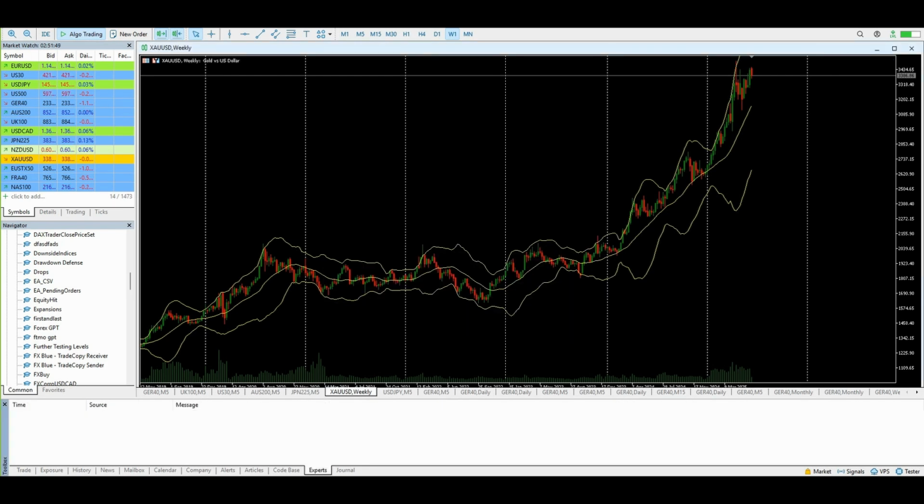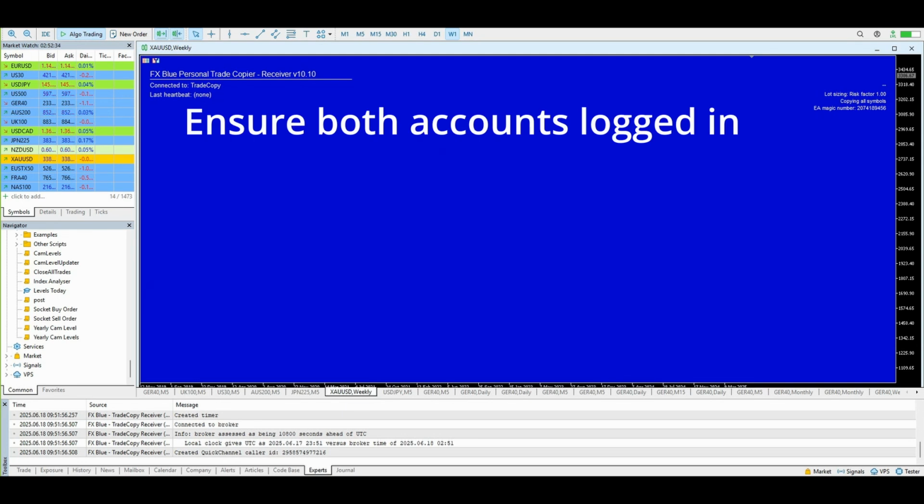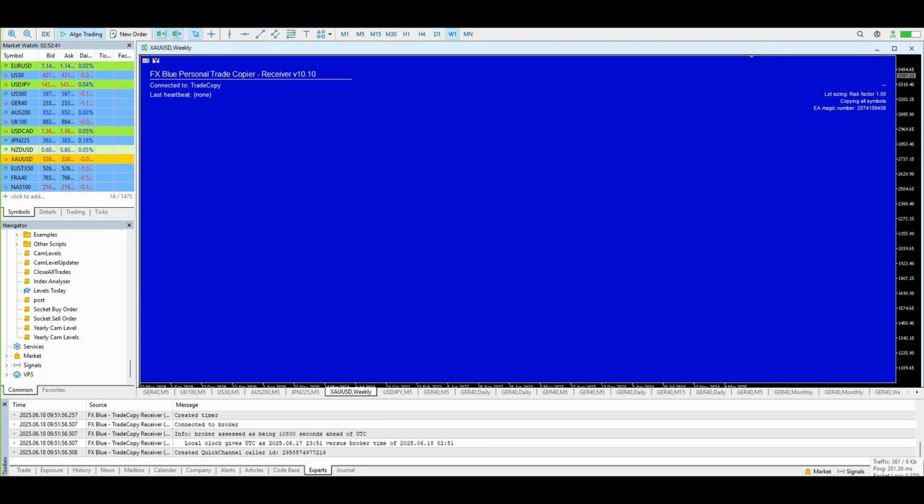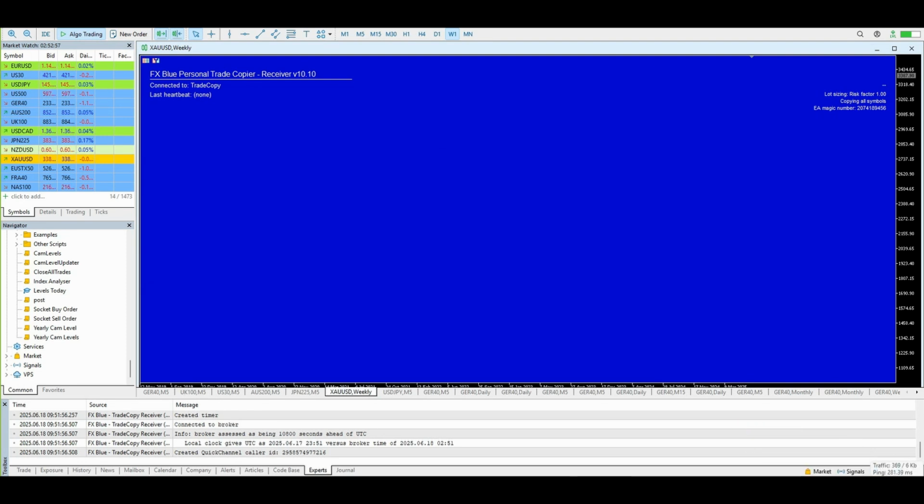If you have the blue screen up, you may have an error that says no heartbeat detected or no heartbeat received, and it won't actually say this connected to. Ensuring the sender and receiver are both on that same channel, so trade copy in this sense, is step 1. Step 2 is to make sure that both of the broker accounts, so on the sender and the receiver, are both logged in and active. Generally, you can tell that by checking down here. If you've got an MS read or the kilobytes come up, that means there's traffic coming to and from your account. If it says invalid account or no connection, that tells you that you're not logged in properly.